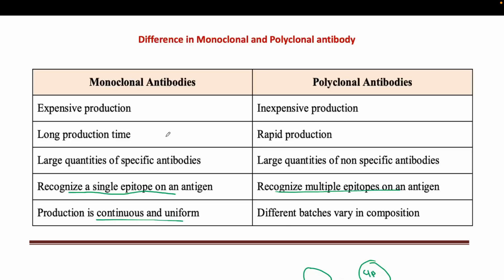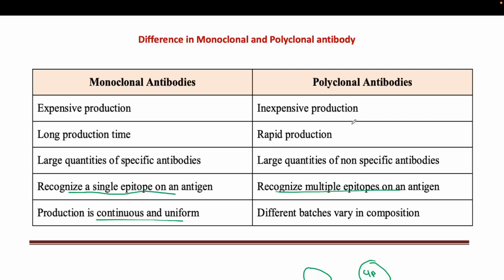Okay, and it is an expensive production because we generally do this in artificial conditions. And it requires a longer time for production. But from here you can produce a large quantity of specific antibody.